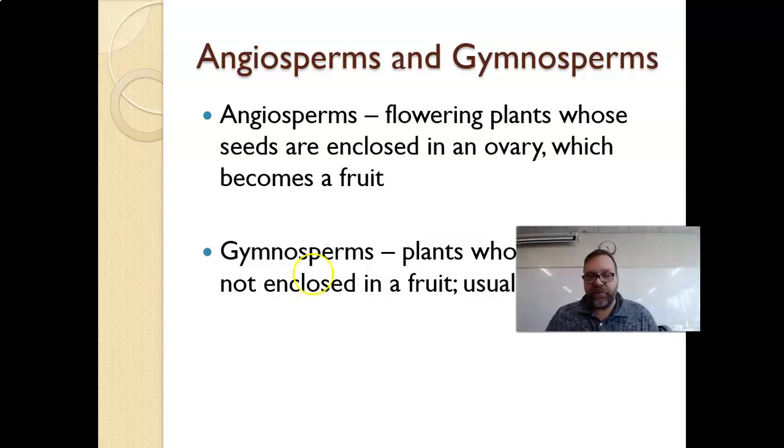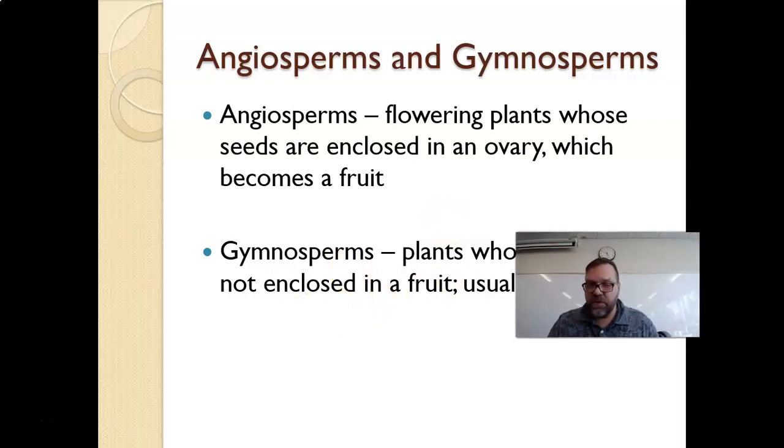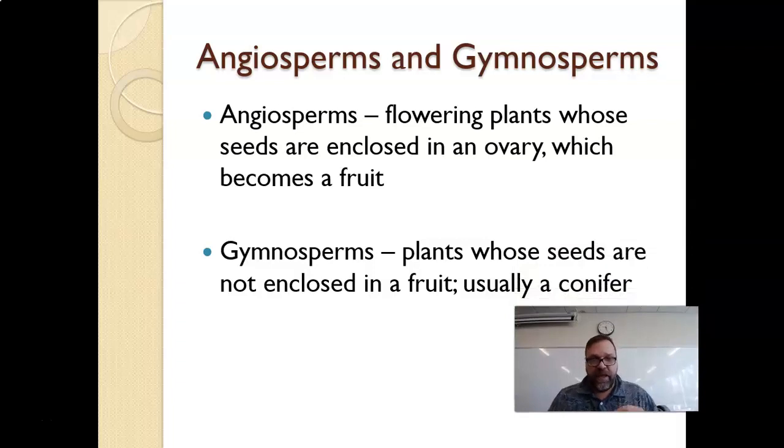We have two different kinds of plants. We either have angiosperms or we have gymnosperms. Angiosperms, flowering plants whose seeds are enclosed in an ovary, which often becomes a fruit. So if you think about it, you bite into an apple, what's at the very center of the apple? The seeds. So the outer part of the apple that we actually eat, that's technically the ovary. Same thing in many other fruits that we have. The seed is usually in the center, and the fleshy part on the outside is usually what we eat, and that's called the ovary.